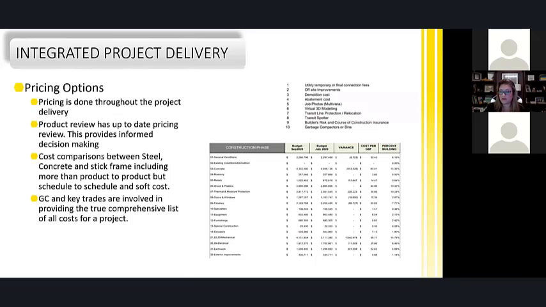And then we also have the key trades involved. For us, our key trades are our CLT supplier, mechanical, electrical, our concrete formwork, and, because we have an issue with our soil conditions, an excavation contractor early.